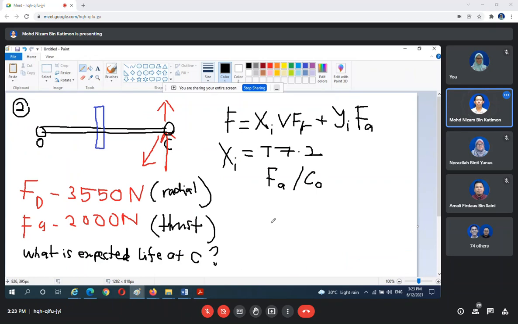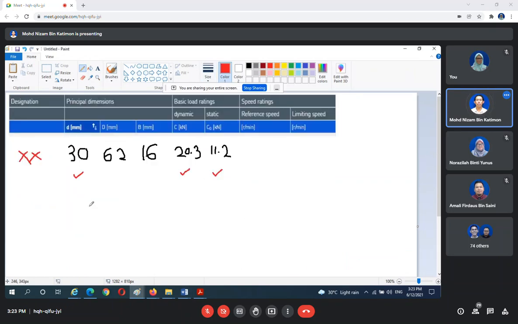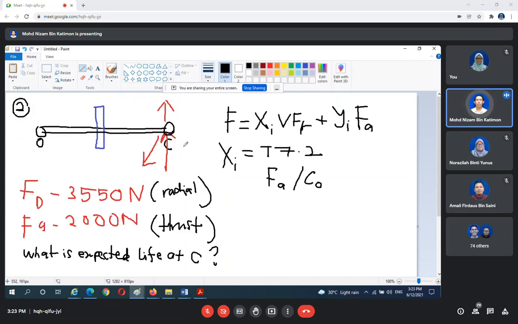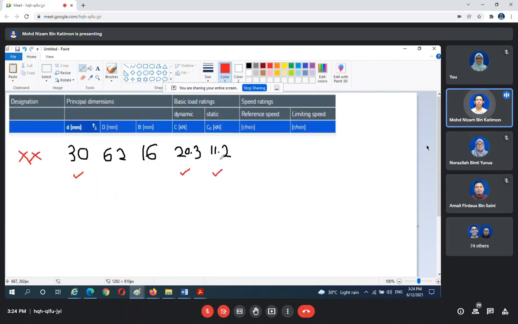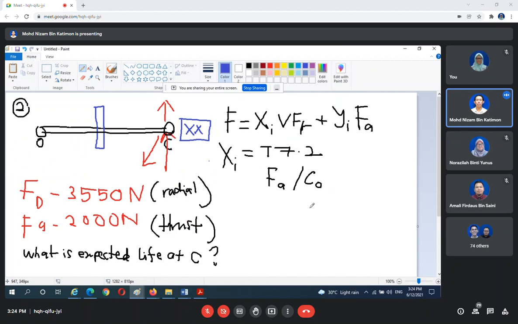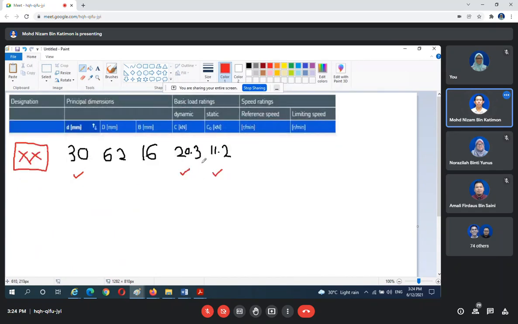So let's say just now the bearing code. Let's say this is the bearing here. The code of the bearing is XX. With this code, the bearing diameter is 30, and the value of C10 and Co is this one. The values of C10 and Co are given in the catalog.